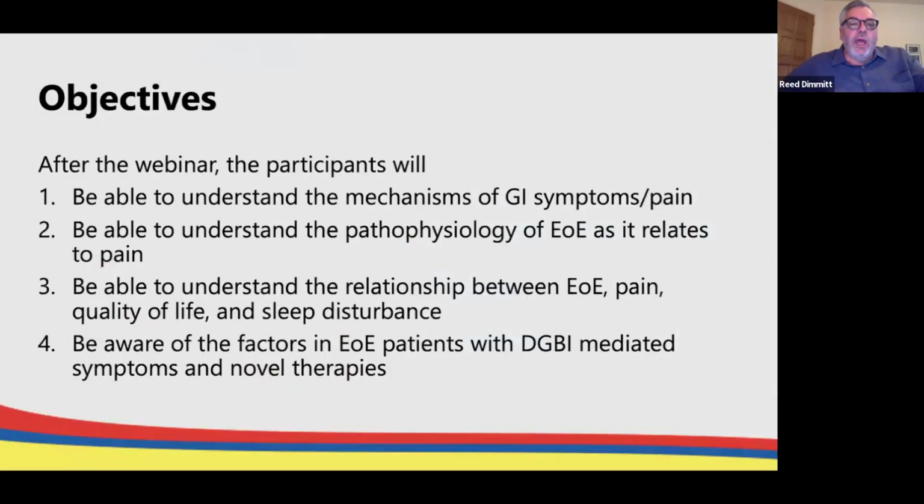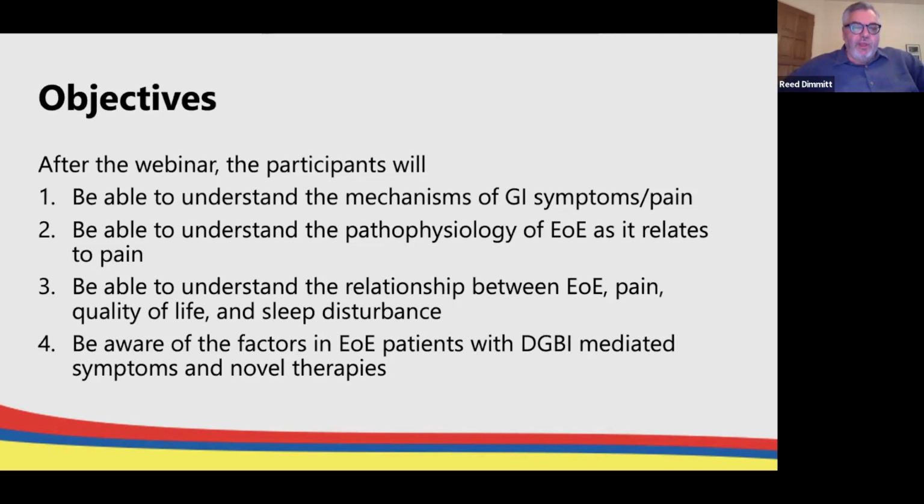Our objectives are to understand the mechanisms of GI symptoms and pain, to understand somewhat the pathophysiology of eosinophilic esophagitis as it relates to pain, to understand the relationship between EoE, pain, quality of life, and sleep disturbance, and to be aware of the factors in EoE patients with what's called disorder of gut-brain interaction, or DGBI, mediated symptoms and novel therapies. So it's a big thing. I want to make sure we leave enough time for discussion.